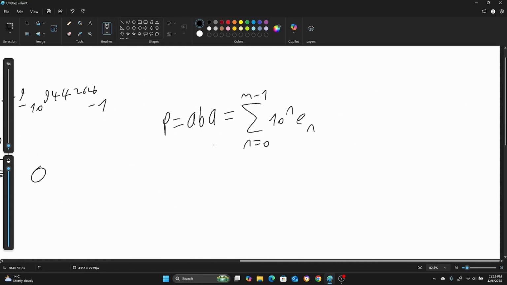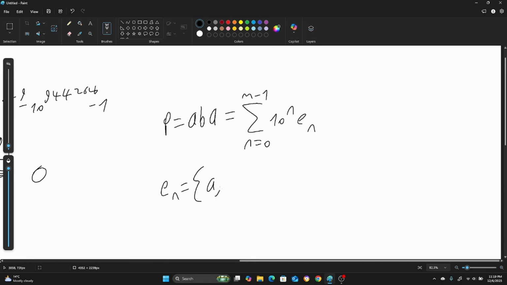And e_n is the series for which we start from the first digit, go towards the left, and list out the digits as the elements of our series. So e_n is equal to A, B, A in this case. And for ABC, e_n is gonna be CBA. Yeah, so this holds, we can see.